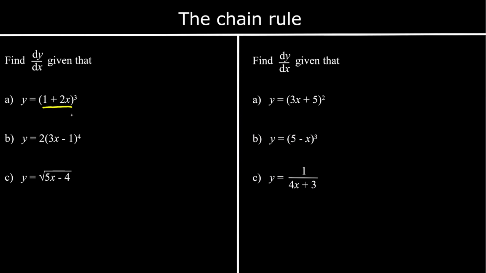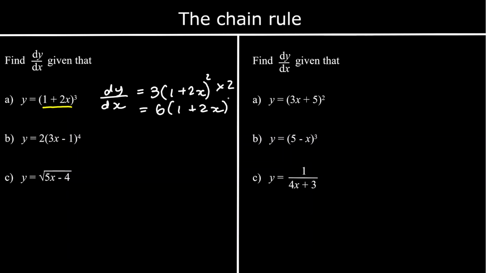So 1 plus 2x is our function within a function. We're going to say dy/dx. So we're going to times by the power, take 1 off the power for the whole thing. So it's going to be 3 times (1 plus 2x) squared, and then times by the bracket differentiated, which is 2. So times 2, so we've got 6 times (1 plus 2x) squared.